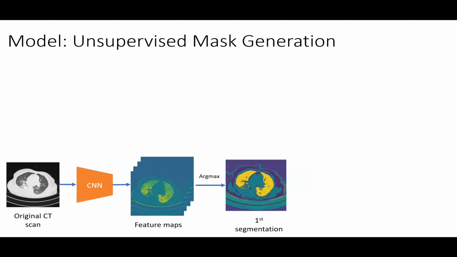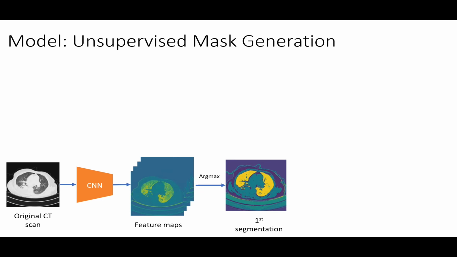So it starts with something very simple. We have the original CT scan that's being passed into a conventional neural network. And as always, we have the feature maps that are being outputted. Then for each feature map, for each pixel on this dimension, which here is 224 by 224, we're going to take which feature map had the highest value.